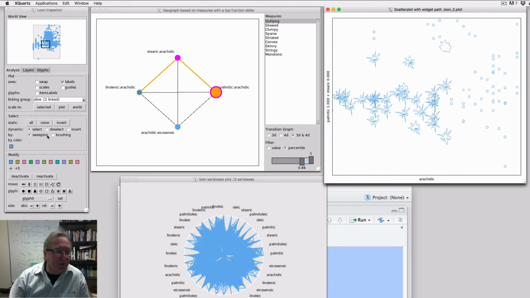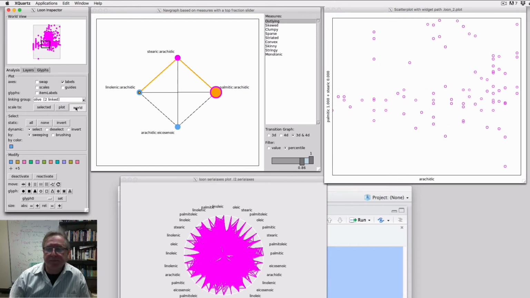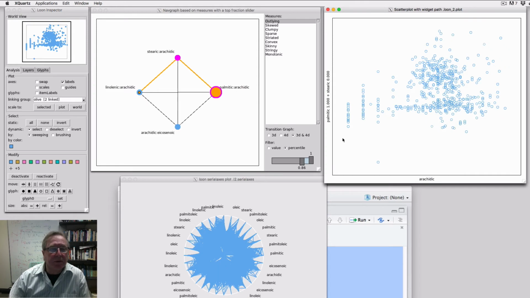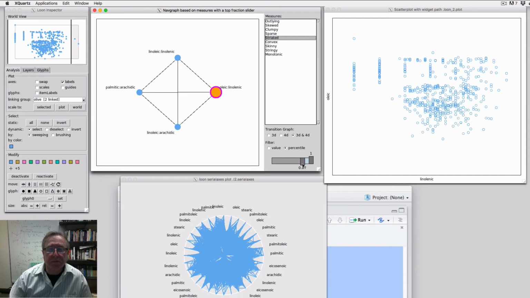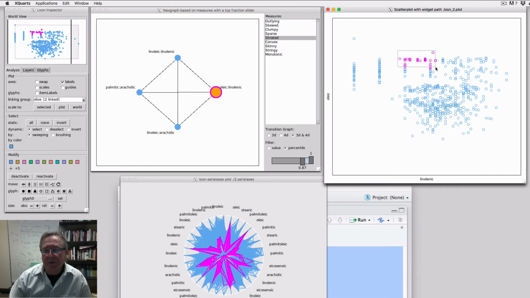Okay, let's pick them all and put them back. Maybe if I'm really looking at lines, I should look at the striated. Yeah, so that's a better view. Do these guys, how do they appear, those vertical lines versus the horizontal? And again, look at the glyphs.